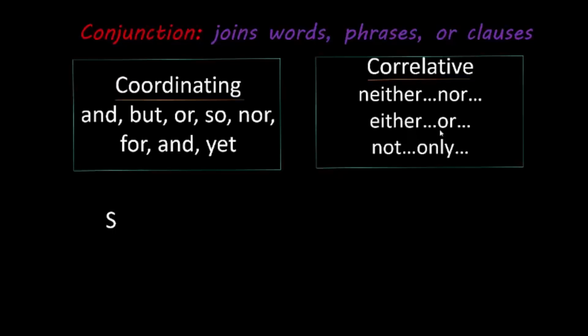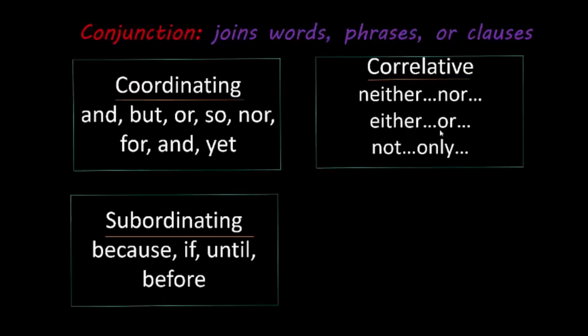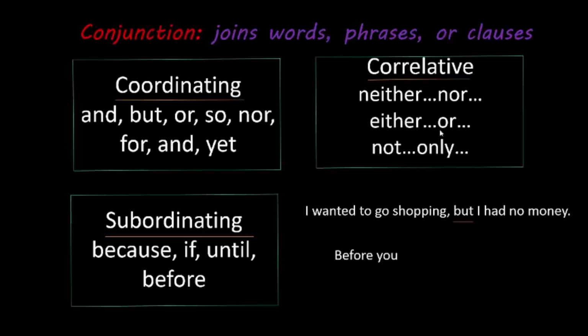Next, we have subordinating conjunctions. And subordinating conjunctions join 2 clauses or thoughts. Some examples would be because, if, until, or before. So let's go over a couple examples here. The first one would be, I wanted to go shopping, but I had no money. In this case, but would be a coordinating conjunction. Next, I could write, before you go clean your room. In this case, I have a subordinating conjunction, which is before.